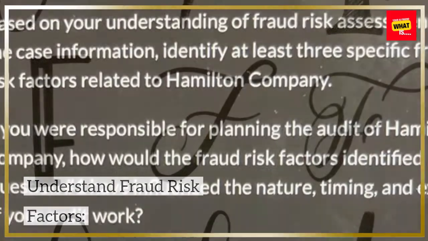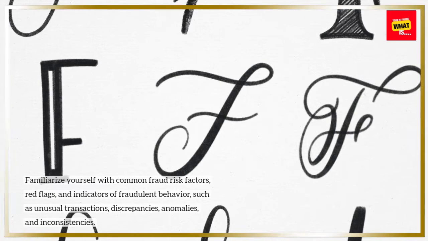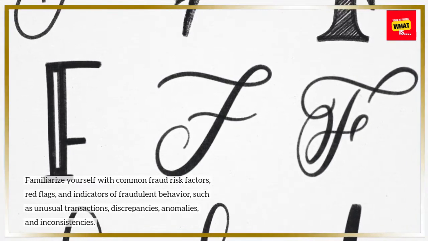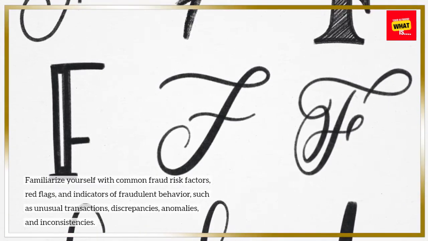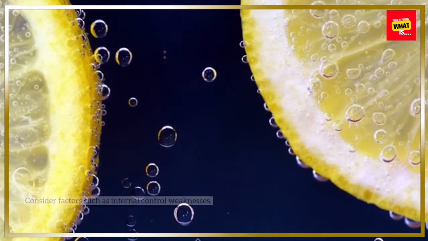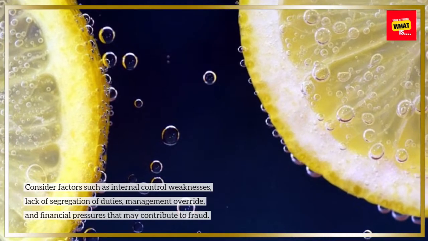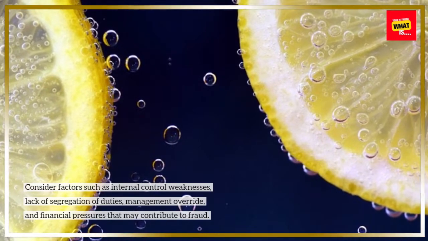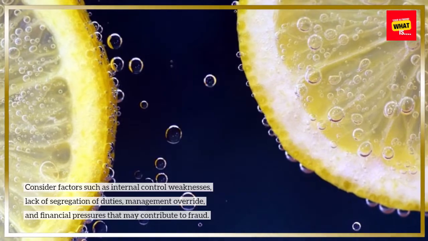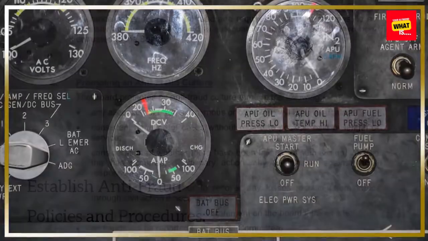other deceptive practices. Here's how to detect and investigate fraudulent activities effectively. Understand fraud risk factors. Familiarize yourself with common fraud risk factors, red flags, and indicators of fraudulent behavior, such as unusual transactions, discrepancies, anomalies, and inconsistencies. Consider factors such as internal control weaknesses, lack of segregation of duties, management override, and financial pressures that may contribute to fraud.